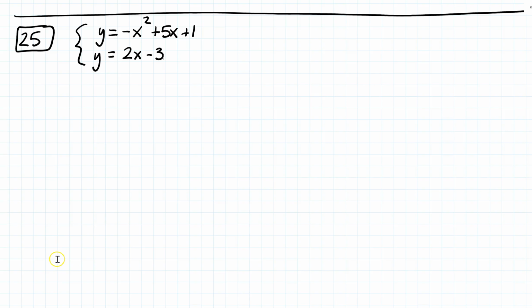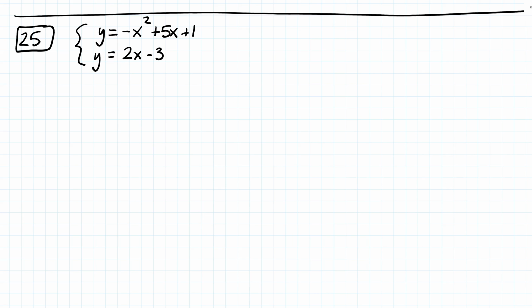Okay, number 25 simply says solve the system. So the system is y equals negative x squared plus 5x plus 1 and y equals 2x minus 3. The top equation is quadratic, the bottom equation is linear, and we want to know where these two are going to intercept, and that's how we solve the system.